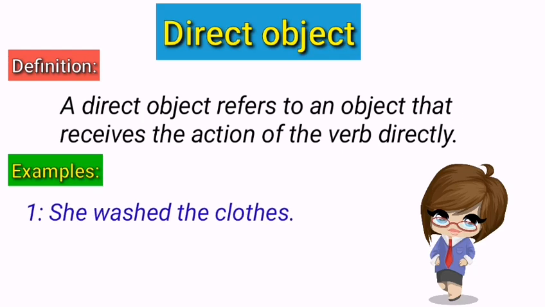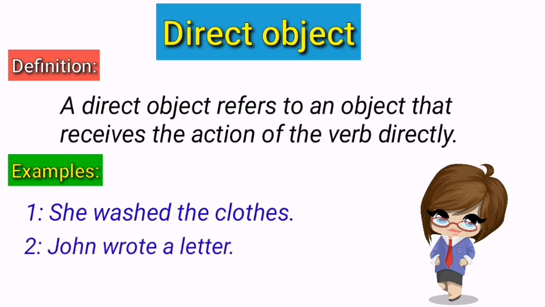She washed the clothes. Here in this sentence, the clothes are direct object, but the question is how? Simply, the answer is because here, the clothes, directly receives the action of the verb, washed. In other words, you can say that it directly affects in this sentence, so that is why it is called direct object. John wrote a letter.